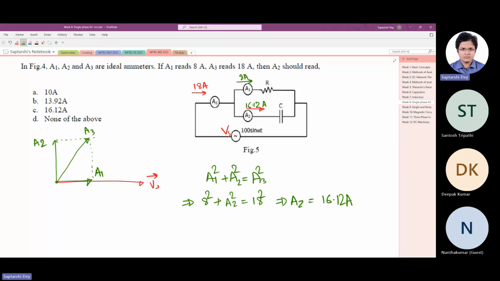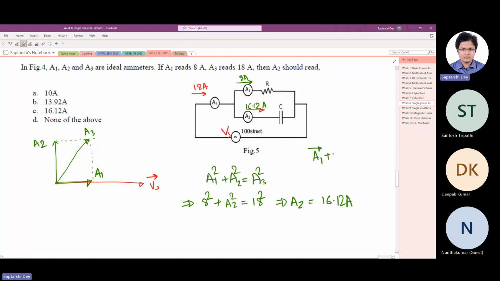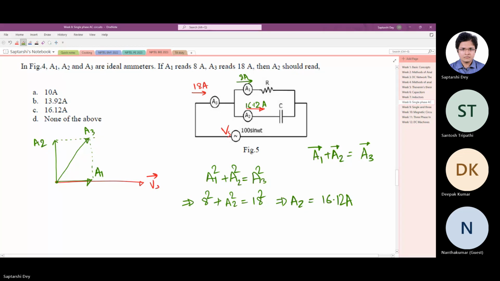Definitely it is not, because first of all, instantaneous, KCL is always valid. Secondly, we are applying KCL. Definitely we are applying KCL, but these are not scalars, these are vectors. KCL is valid like this: A1 vector plus A2 vector is A3 vector.